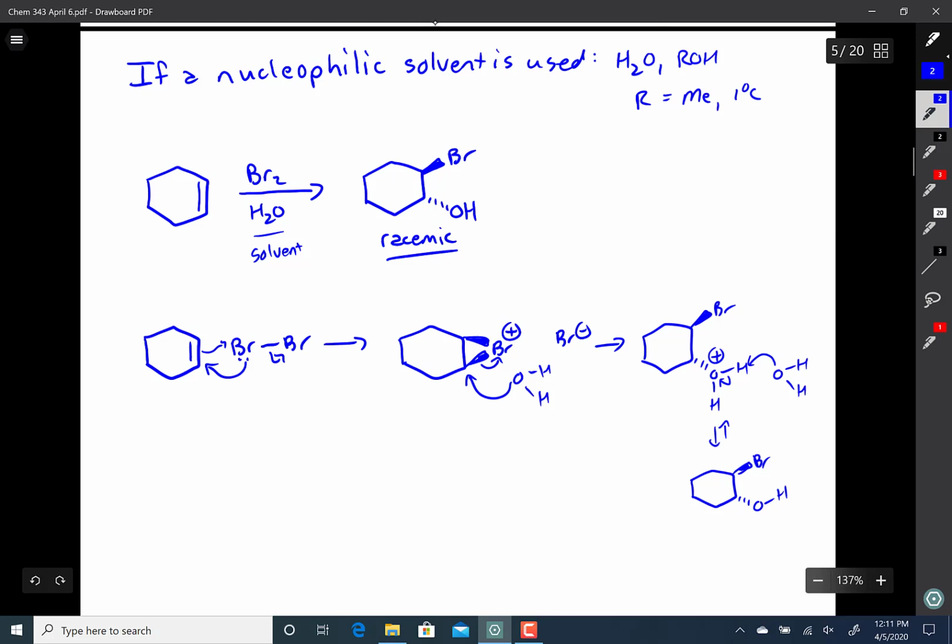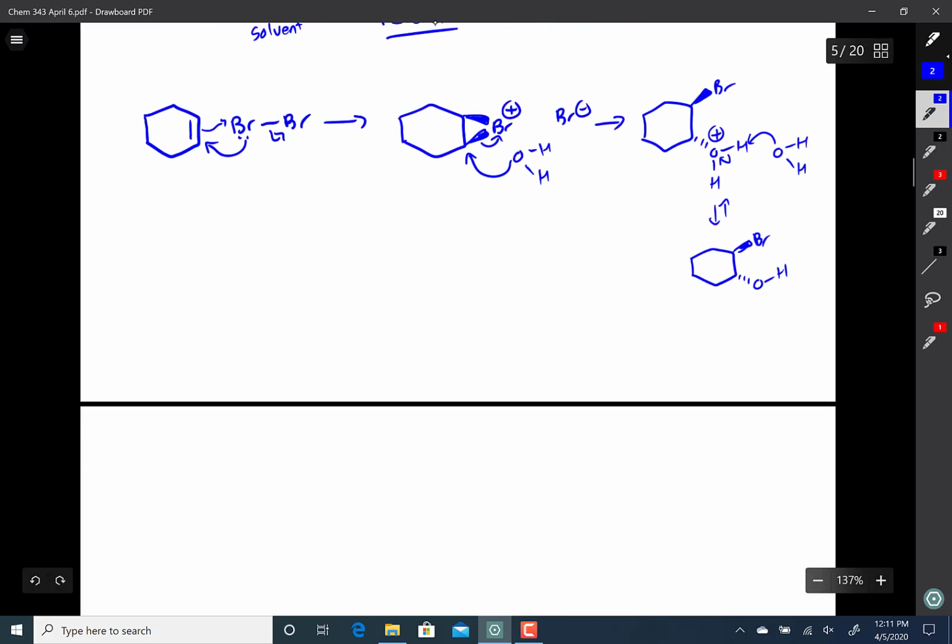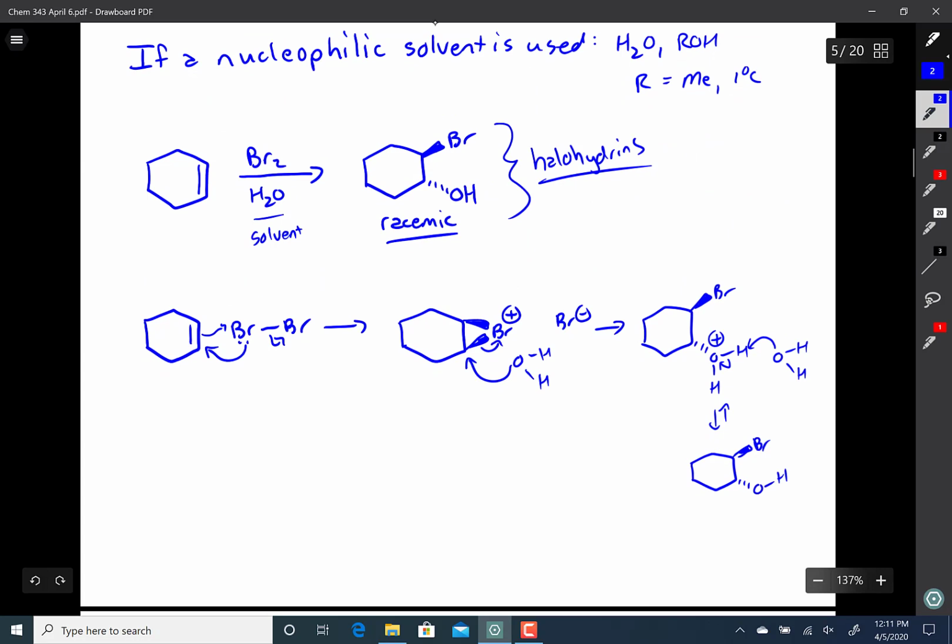And get this. These compounds are what are called halohydrins. Now we're adding two very different groups to that alkene. So in this case, it doesn't matter which carbon is which because the two carbons are the same.